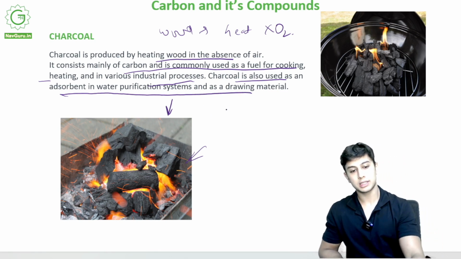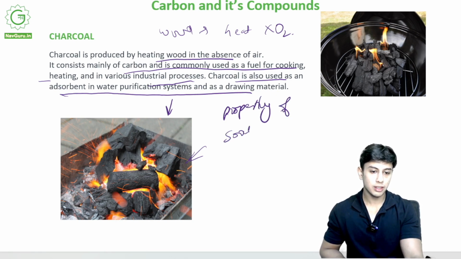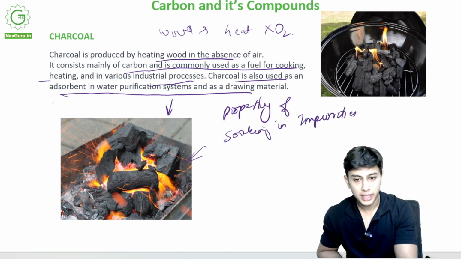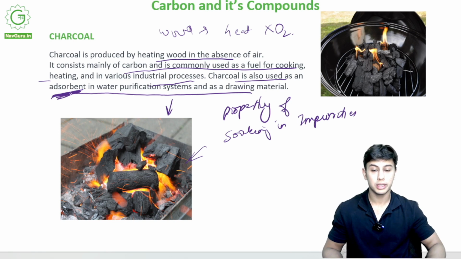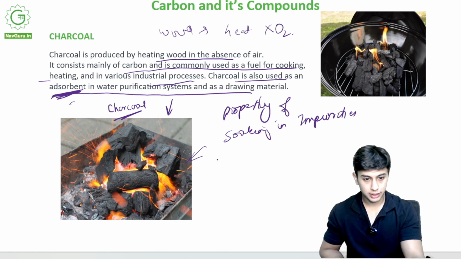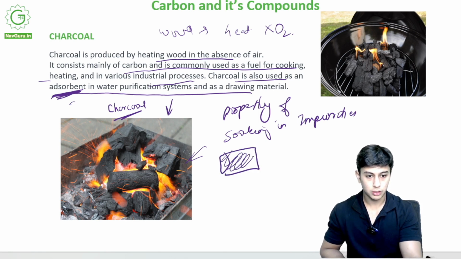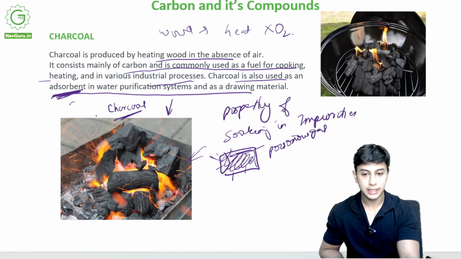Charcoal has a property of soaking in impurities. It is called an adsorbent. See this word, adsorbent. It adsorbs all the impurities. Supposedly there is a toxic, poisonous gas in a room, and I place some charcoal in that room. Supposedly this is a log of charcoal, this outer surface will take in that poisonous gas. This is the adsorbent property.